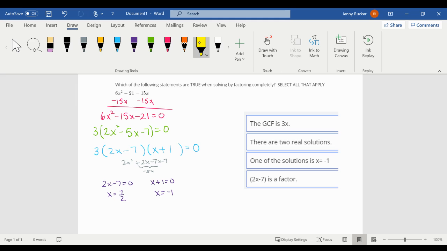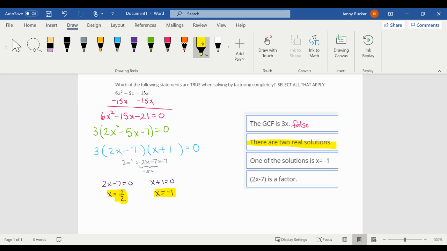So the GCF is 3x. That is false. That negative 21 did not have an x with it, so we cannot use 3x as the GCF of all three terms. There are two real solutions is true. We ended up with 7 over 2 and negative 1, and both of those are real.